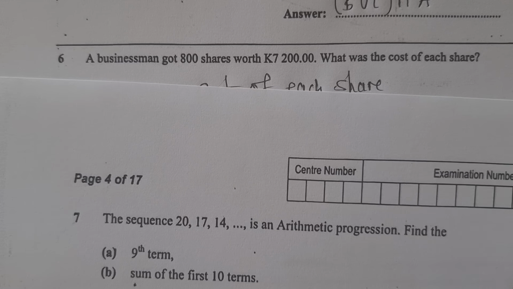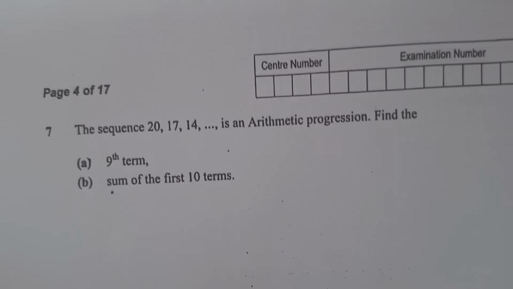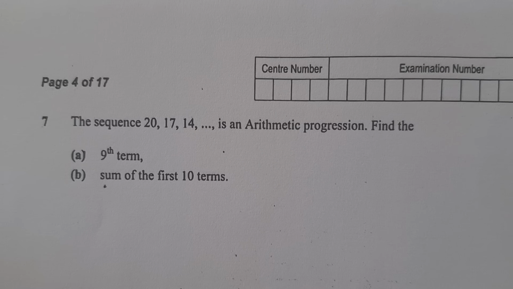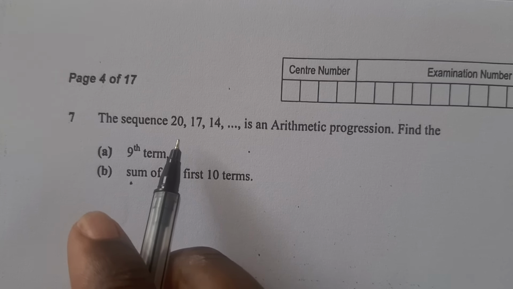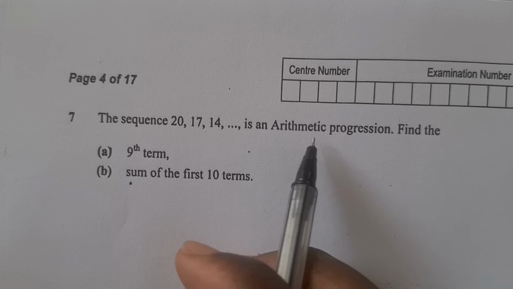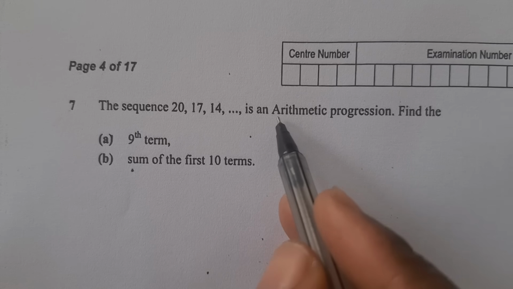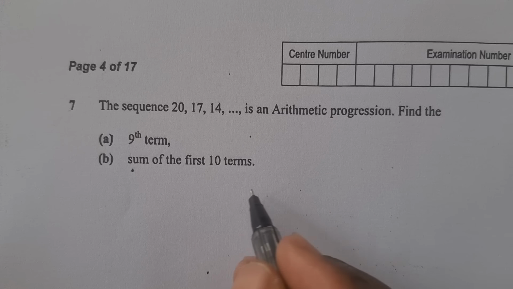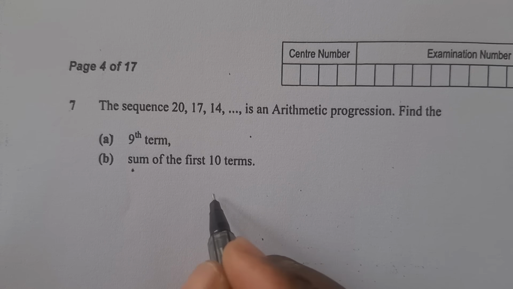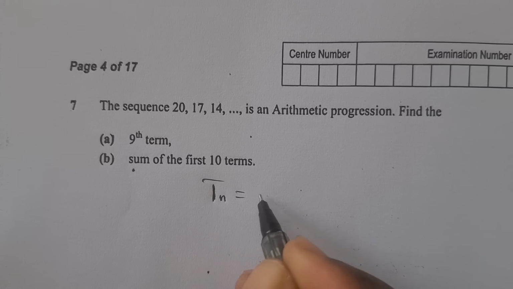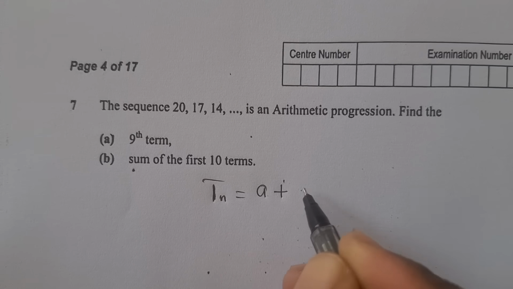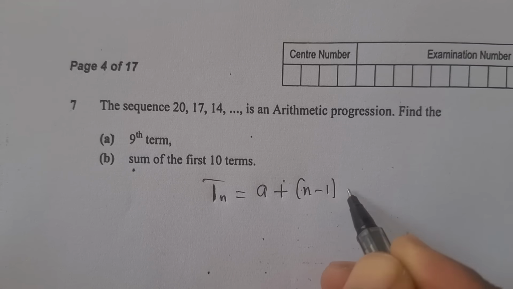Okay, so they've given us a sequence. Hopefully you can see that this is a sequence right over here. So the sequence 20, 17, 14 is an arithmetic progression. Find the 9th term. So remember, when dealing with arithmetic progression, you need to know the formula for finding the nth term. It's this one. So you just have to know this formula right here.